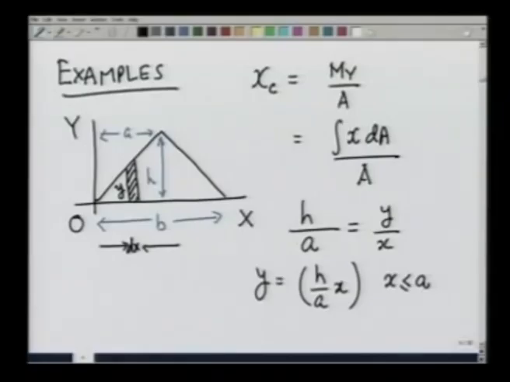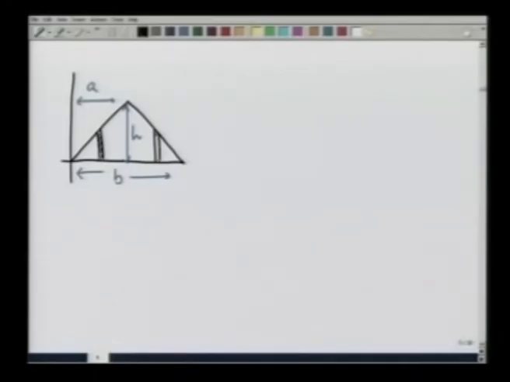For x greater than a, I take a small area here whose y is going to be different, and that also we can calculate. Let me now go on to the next page so that calculations become more clear. So, this is the y axis, x axis, this is the triangle, this is b, this is a, this is h. One strip I took here, other strip I am taking here.